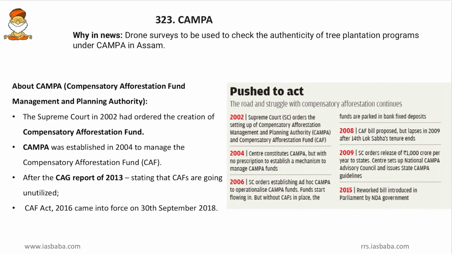Then come to next, Compensatory Afforestation Fund Management and Planning Authority. Friends, why was it in news? Because drone surveys to be used to check the authenticity of tree plantation programs under CAMPA in Assam.